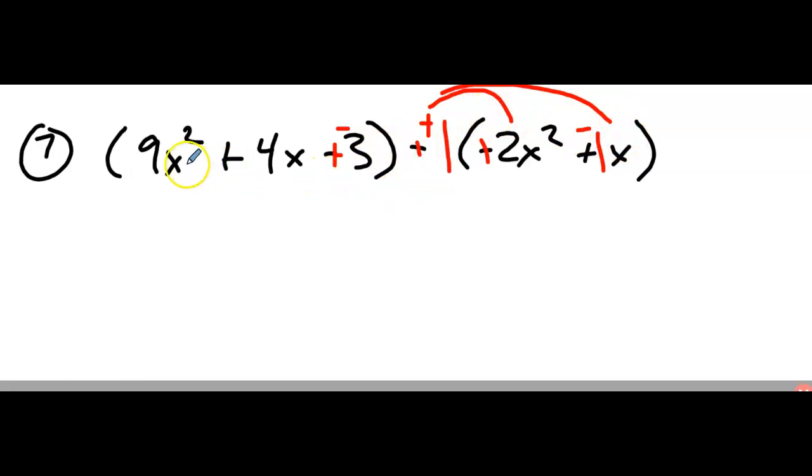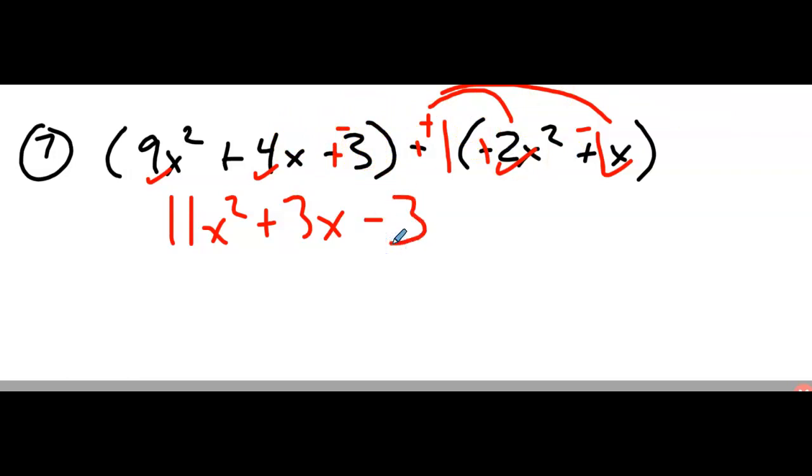So now let's look and gather like terms. 9x squared plus 2x squared is 11x squared. And I like to check them off to make sure I've covered every term, right? 4x and a negative 1x is 3x. Good. And then I have negative 3 and no other term to add, so I can just plop down negative 3, which is the same as adding a negative 3. And there we have it, 11x squared plus 3x minus 3.